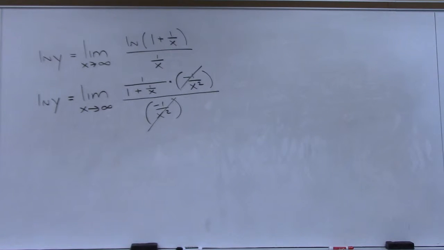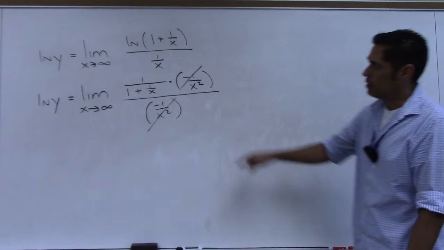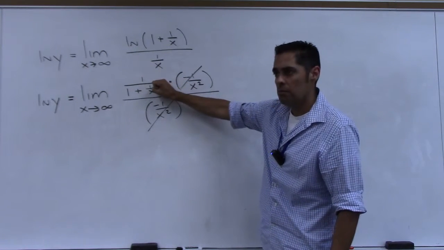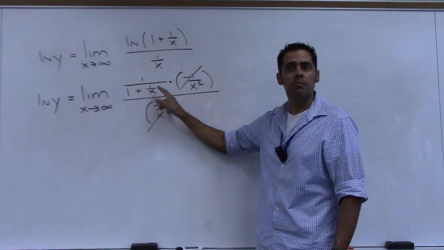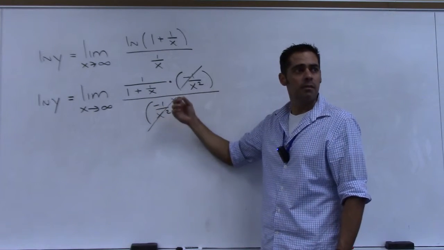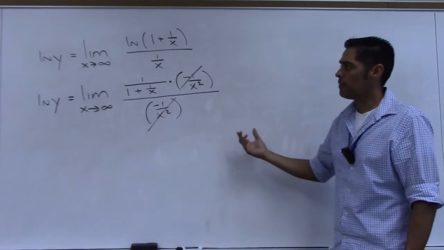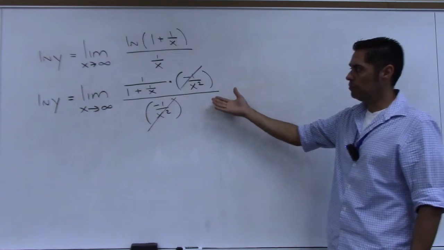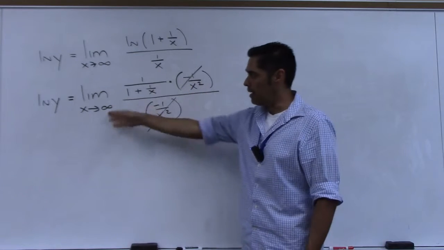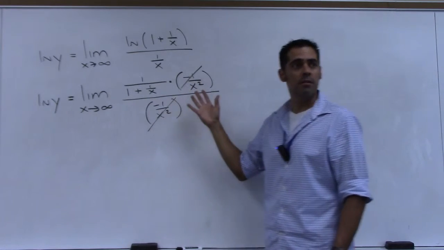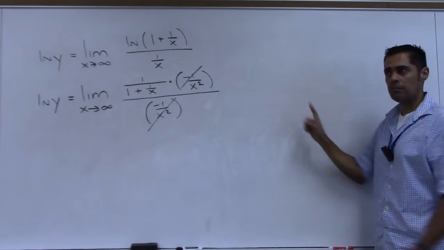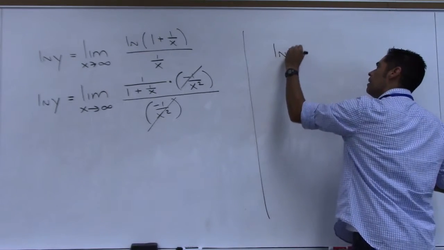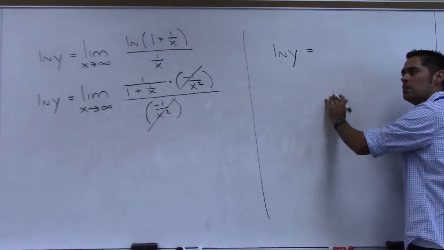Now let x go to infinity. You get what? 1 over infinity, which is going to go to 0. 1 plus 0 is 1. 1 over 1 is 1. So the right side is what? When I let x go to infinity, this thing is approaching what? 1, isn't it? So we get the natural log of y equals 1.